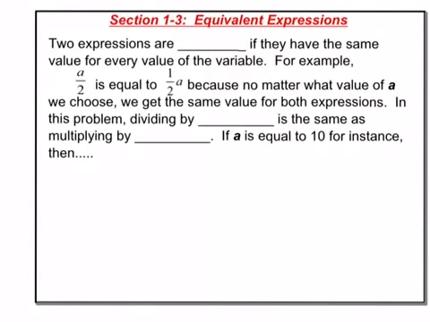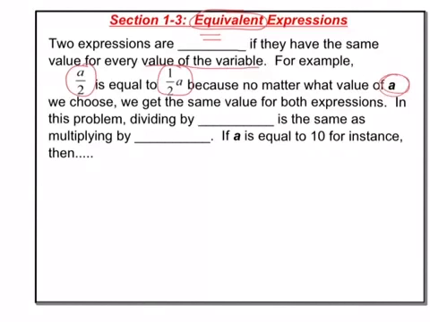Section 1-3, equivalent expressions. We've already talked about expressions, but now we're getting into equivalent expressions. It says two expressions are equivalent, and I'm just going to write an equal sign because I didn't leave myself enough room there, if they have the same value for every value of the variable. For example, a over 2 is equal to 1/2 a, because no matter what value of the variable a we choose, we get the same value for both expressions.